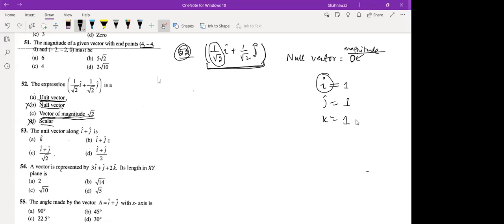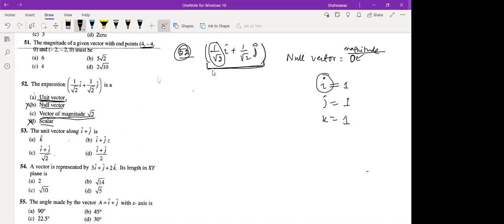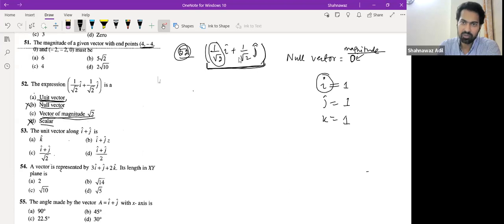To show that a given vector is a unit vector, we have to prove that its magnitude is 1. So let us calculate the magnitude of this vector, 1 by root 2 i hat plus 1 by root 3 j hat. What would be the magnitude of this vector?